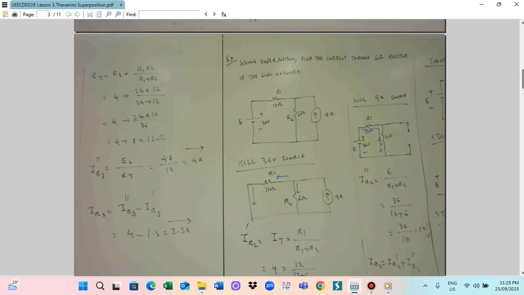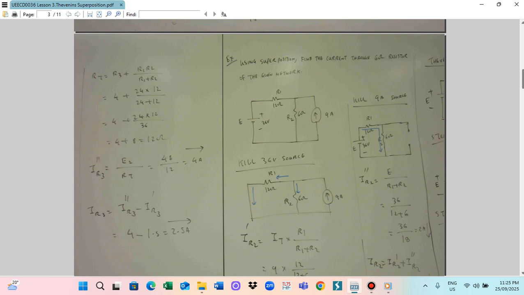Problem. There are two sources supplying the load. So E is a 36 volt, R1 is 12 ohm, R2 is 6 ohm. The current is 9 ampere. So two sources are supplying the load. So we need to find the current flow through that R2 6 ohm resistor. So in this case, we have to alternatively K the source. Firstly, we K the E source and find the current passing through the R2, and then you also need to K the 9 ampere current source, and then you also find the current passing through the R2. And then those currents in the same direction you have to add, and in the opposite direction you have to subtract. So this is the way we have to solve.